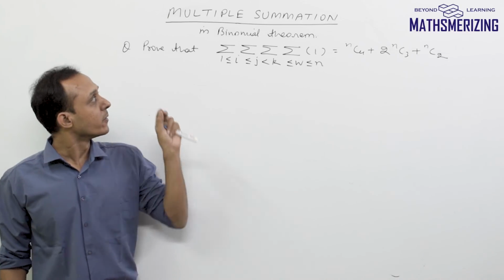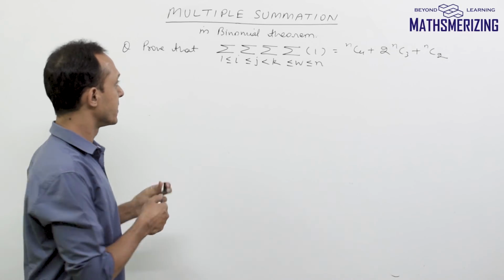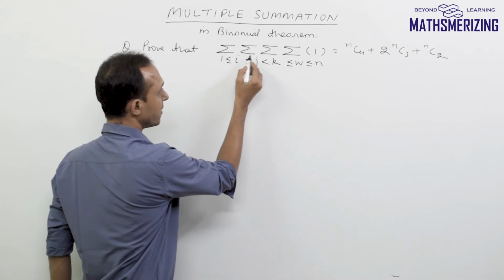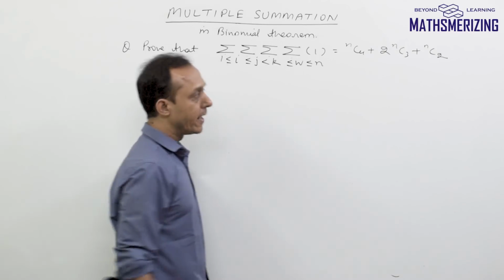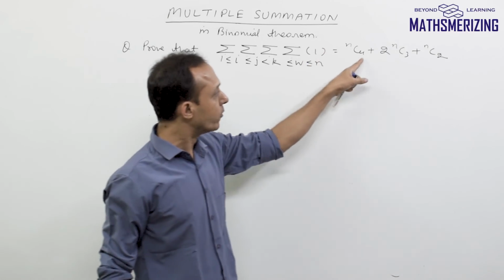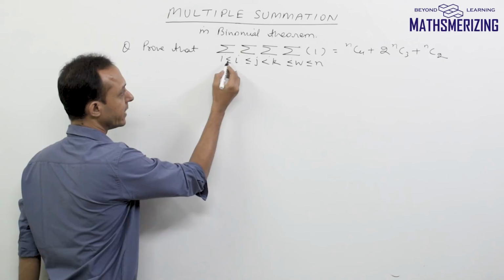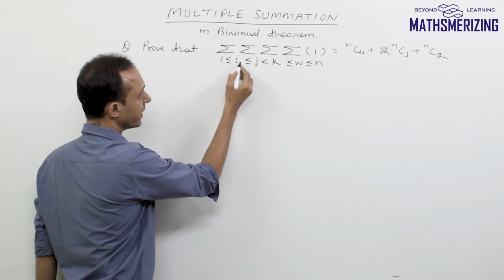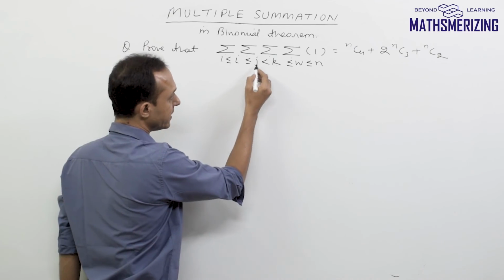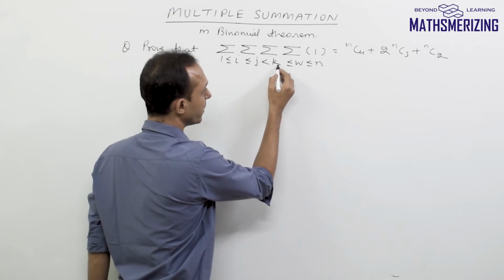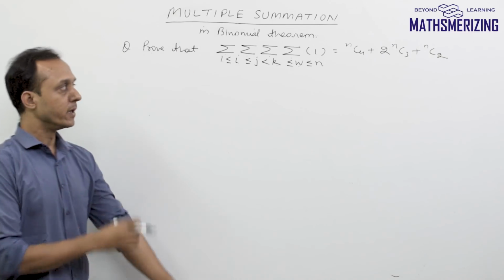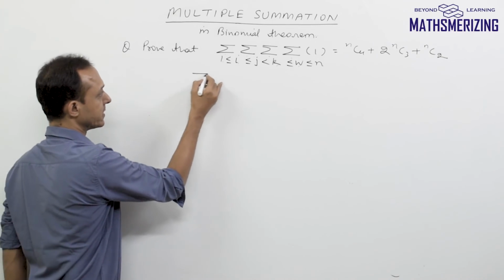Now let us take another question in multiple summation. The question is summation of 1, and we need to prove that it is nC4 plus twice nC3 plus nC2, where i is greater than or equal to 1, j is greater than or equal to i, k is greater than j, w is greater than or equal to k, and less than or equal to n. So I'll split the summation. I'll write it as summation.